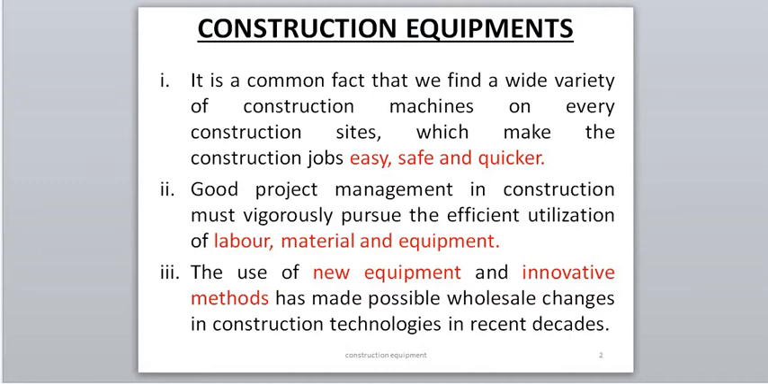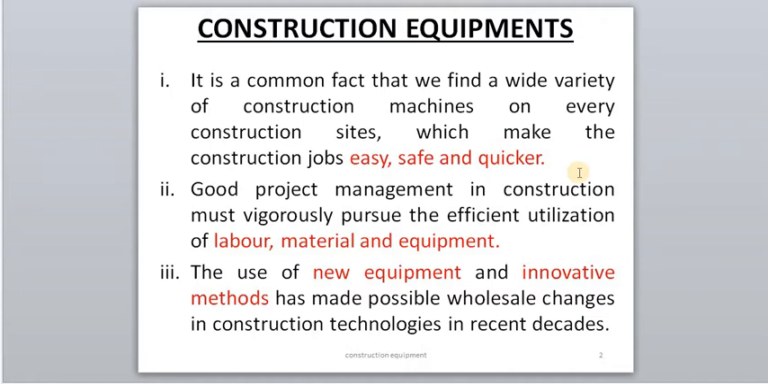The work which would be completed in 6 months, with the help of advanced equipments we can complete in 2 or 3 months. That means we have reduced the time duration by using construction equipment. Therefore, with the help of construction equipments, various construction work can be done in an easy way. Also, it is safe, and with advanced equipments we can have quicker construction.